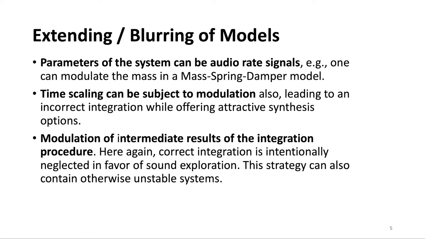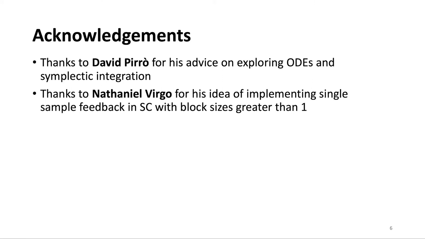But also, the integration procedure itself can be distorted by modulating its intermediate results at audio rate. This option is the crudest form of blurring. Ironically, it can contain otherwise unstable systems by limiting operations.